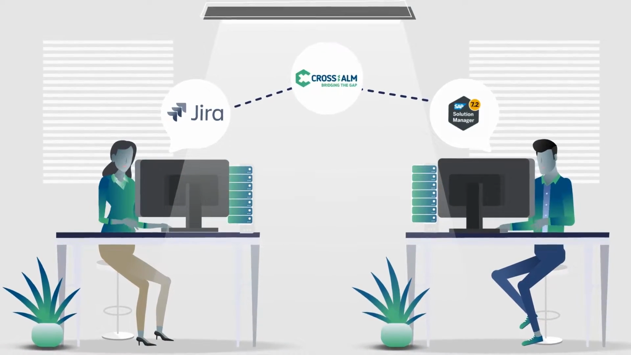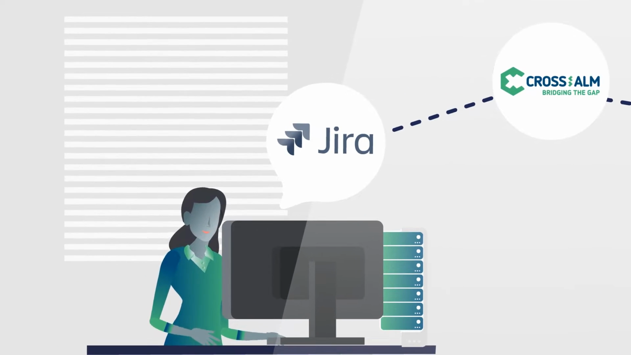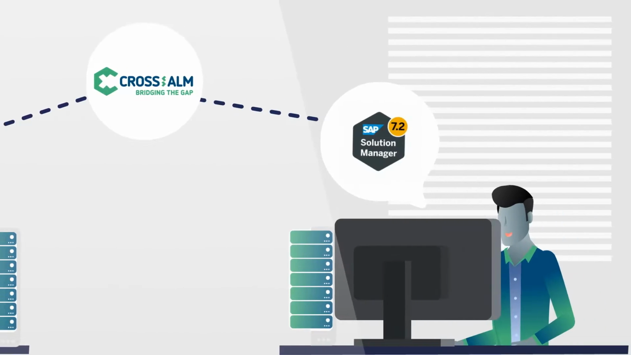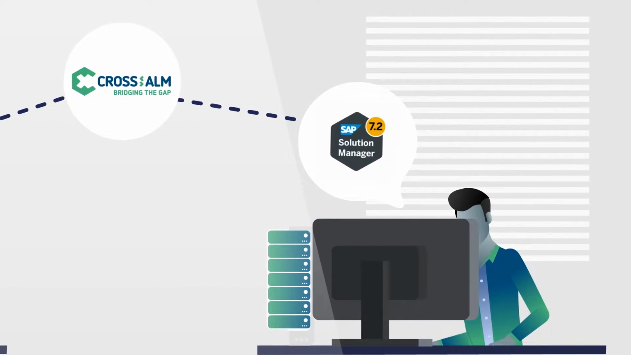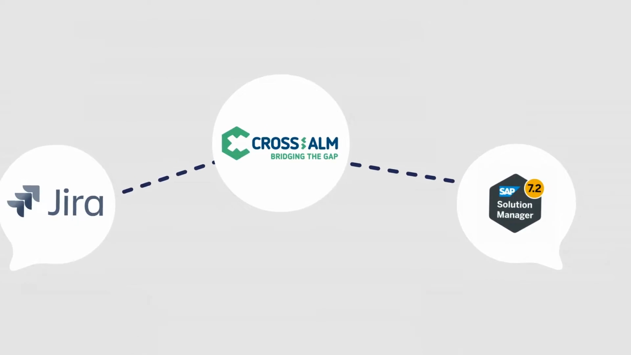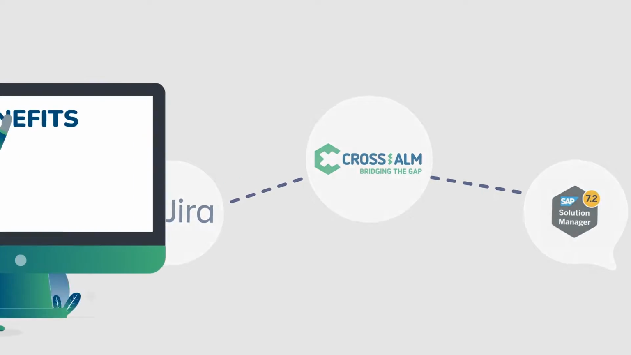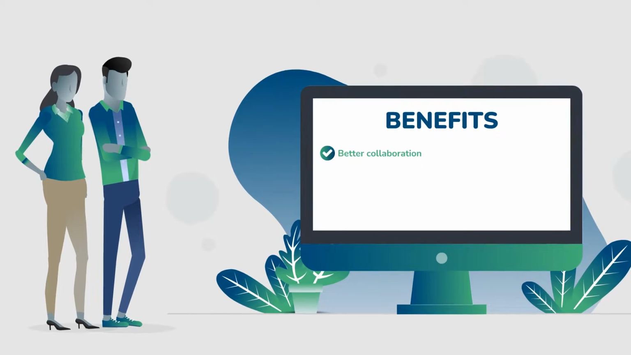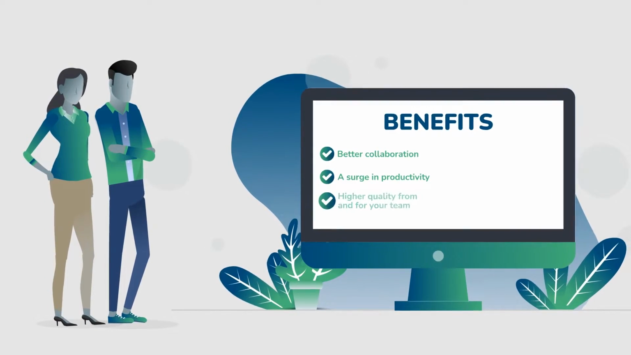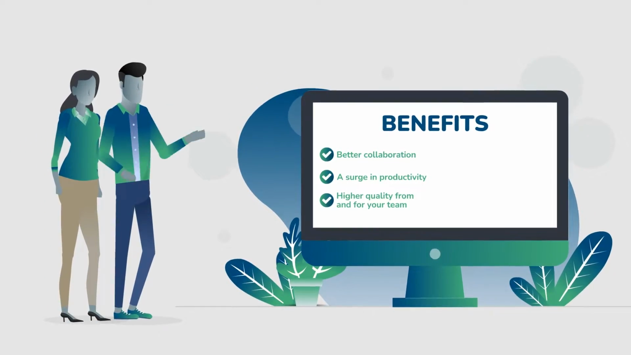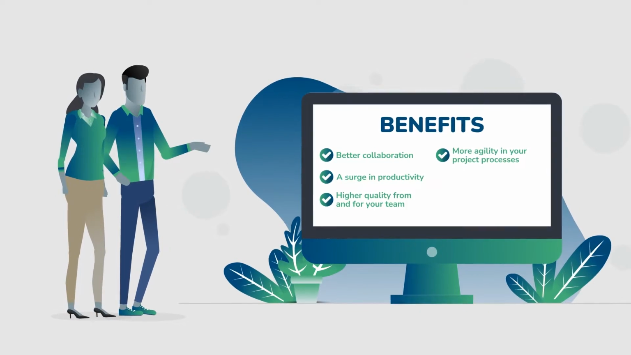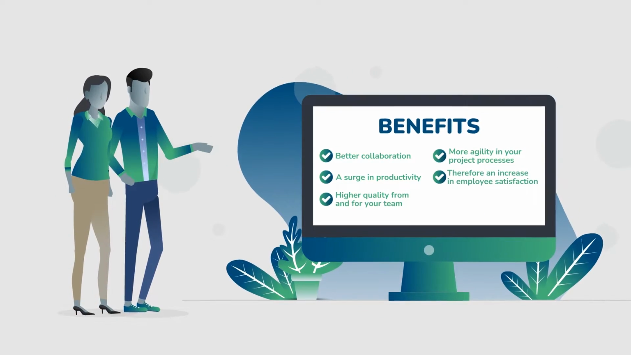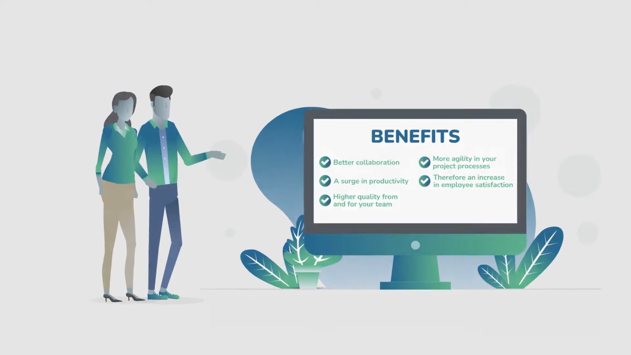With our cross-connector, you can seamlessly integrate Jira user stories into the existing change and test management of your Solution Manager. Bridge the gap between Solman and Jira and benefit from better collaboration, a surge in productivity, higher quality for and for your team, more agility in your project processes, and therefore an increase in employee satisfaction.